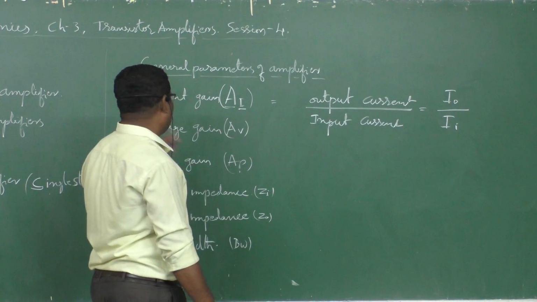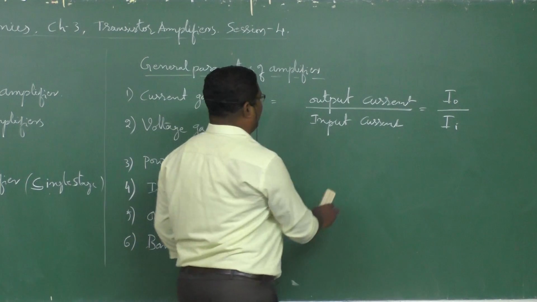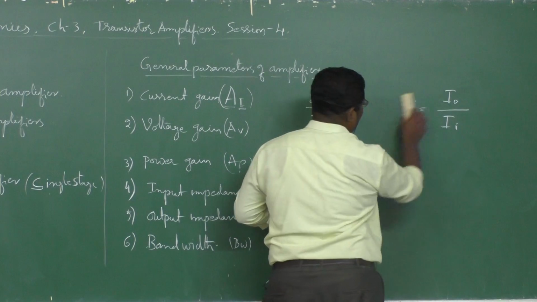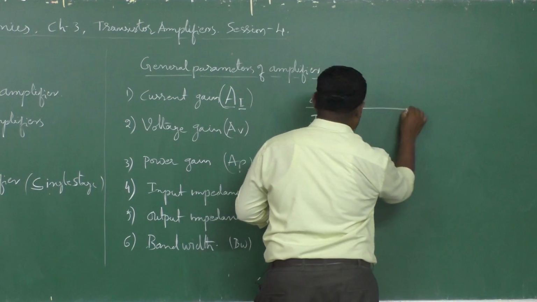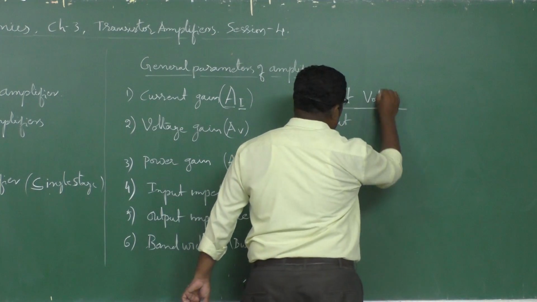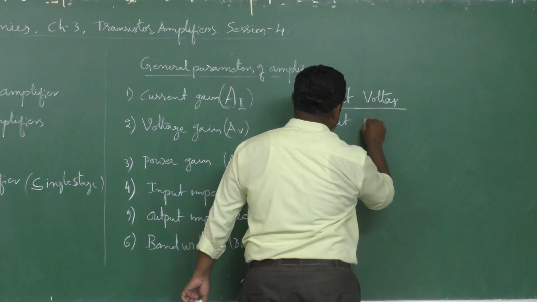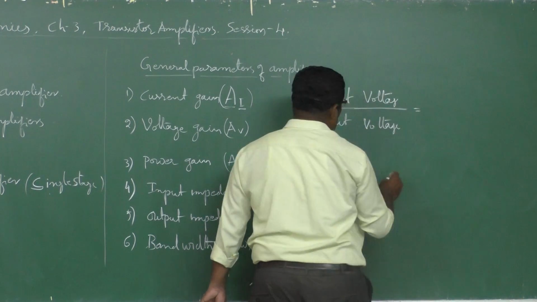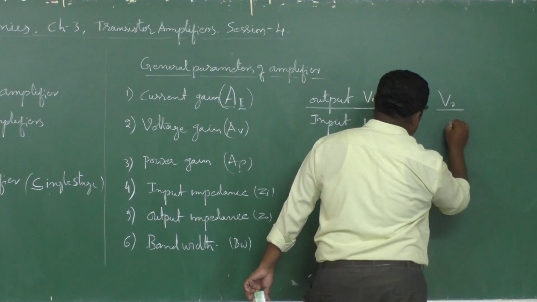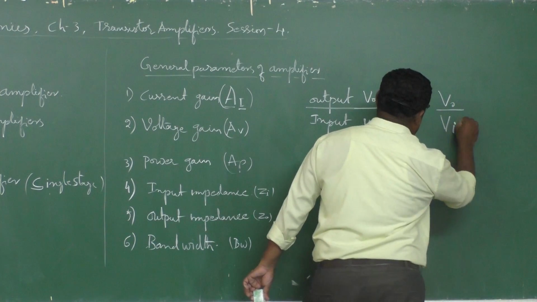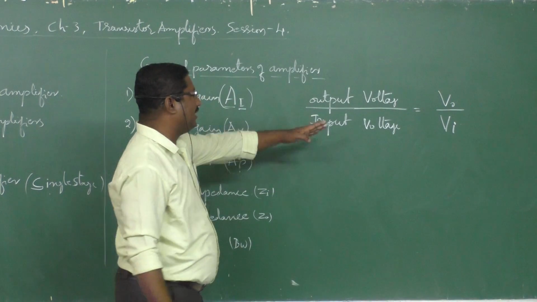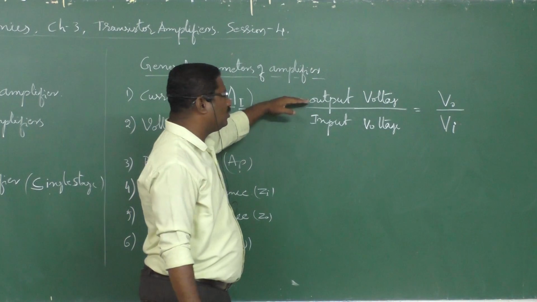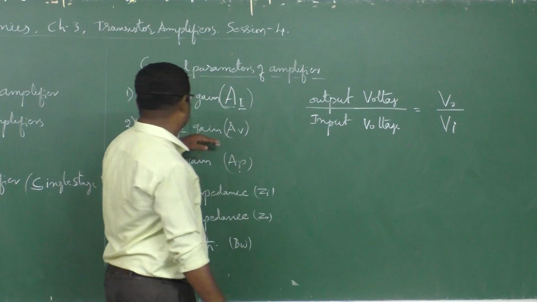And similarly, we can define the voltage gain. So what do you mean by voltage gain? Voltage gain is AV, and here it will be the same: the ratio of output voltage to input voltage. Here VO is the output voltage and VI is the input voltage. So the ratio of output voltage to input voltage is nothing but the voltage gain.